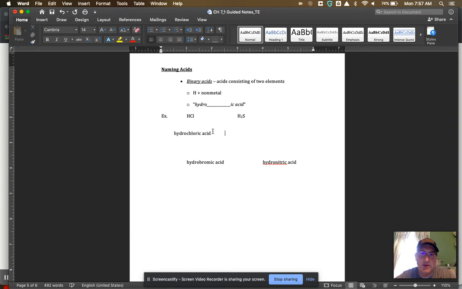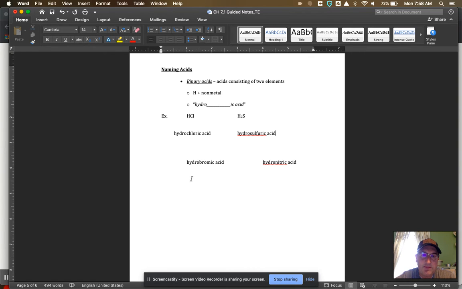Now here's H2S. Just H and a nonmetal. The only reason there's two H's is because sulfide is a -2, so you need two H's to balance it out. H is always +1 in an acid. That doesn't go into the name at all. So we name it hydro, and the root for sulfur is sulfur. We add the ic ending, so it's sulfuric, and then we add the word acid. H2S is hydrosulfuric acid.